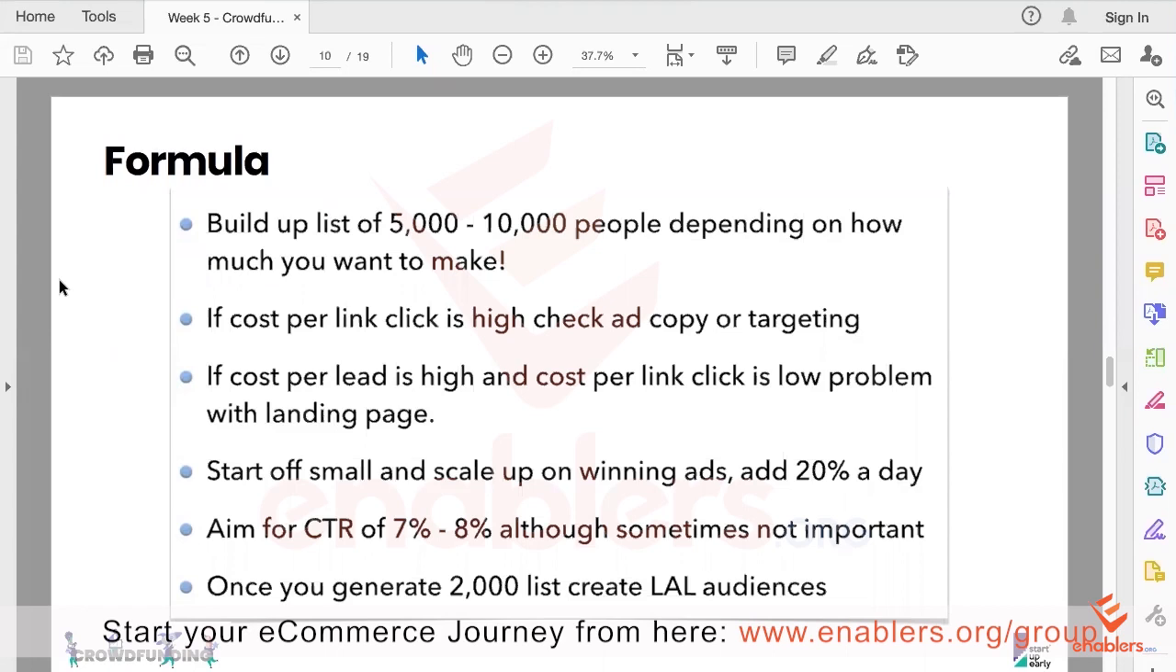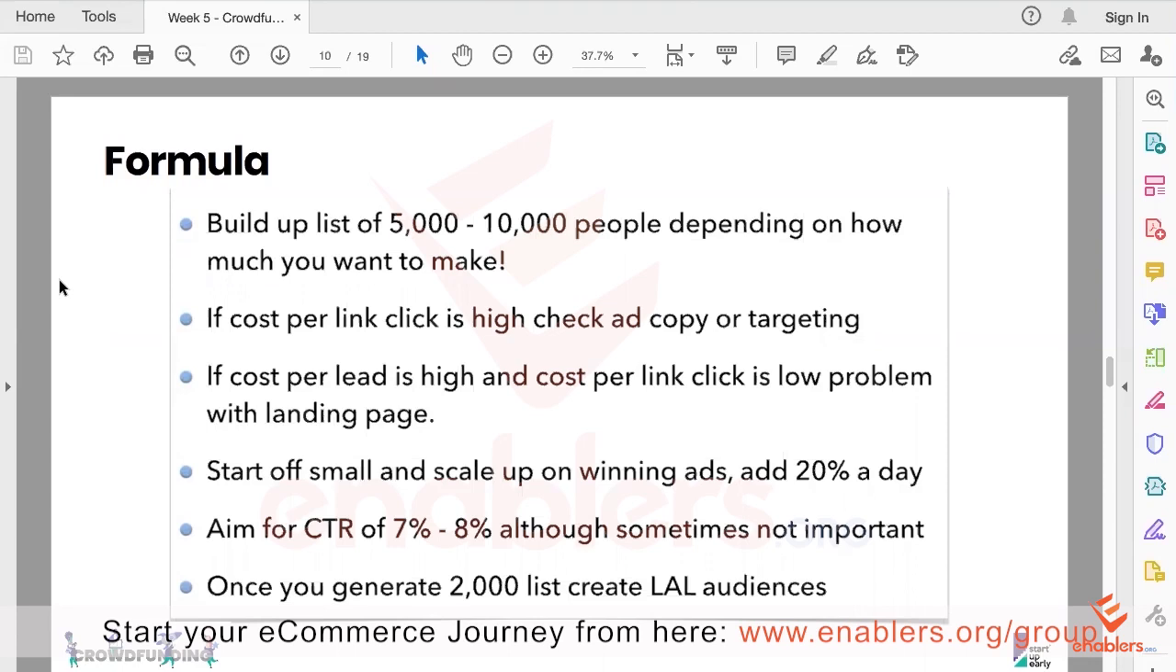You build up a list of 5,000 to 10,000 people, and then if cost per link click is high, check your ad copy or targeting. So cost per link click, ये data आपको again Facebook पे मिलेगा. You don't want that to be very expensive. You want your ad to be running at a very, very efficient cost, which is very low, ताकि आपको leads per ad आपको dollar worth अपनी ad की मिले, right?